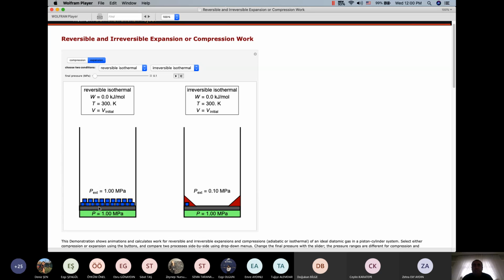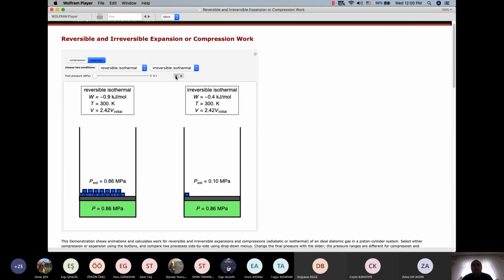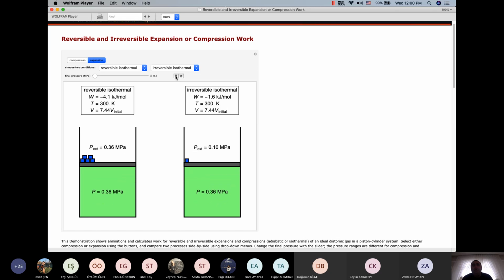And in the reversible case, the system is at equilibrium, so it's not going to go that fast. But when I make an infinitesimal change, I can slowly bring the system from that point to a final pressure of 0.1 megapascals. Okay, so when I remove the holding, you can see that.